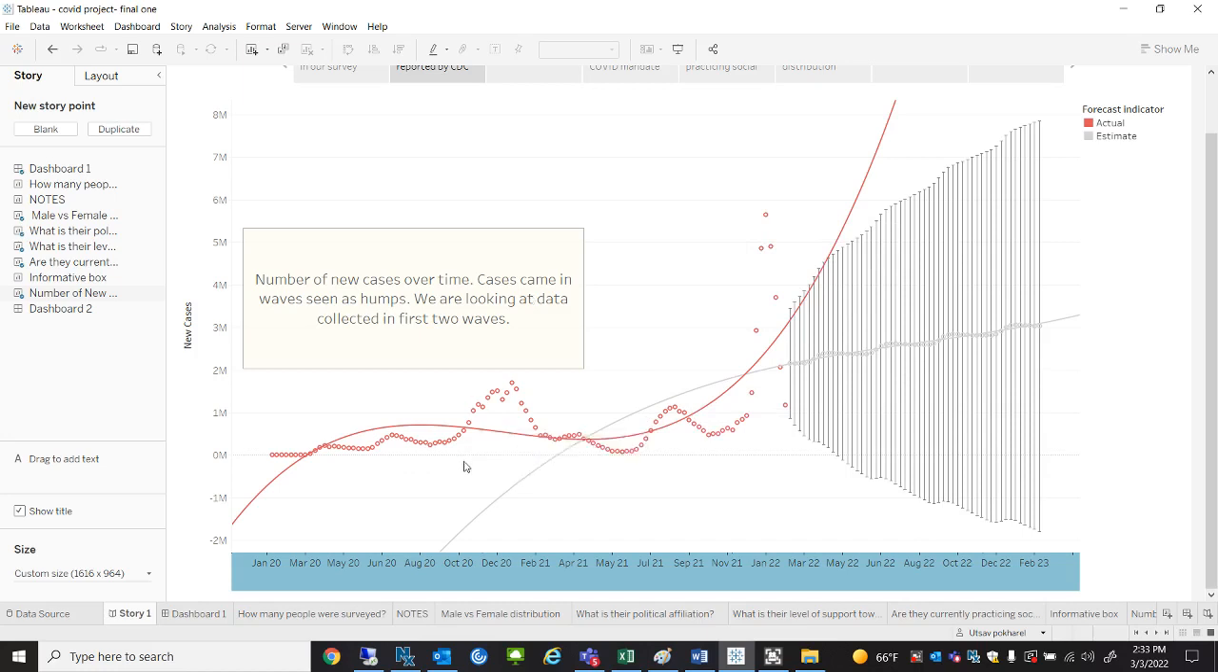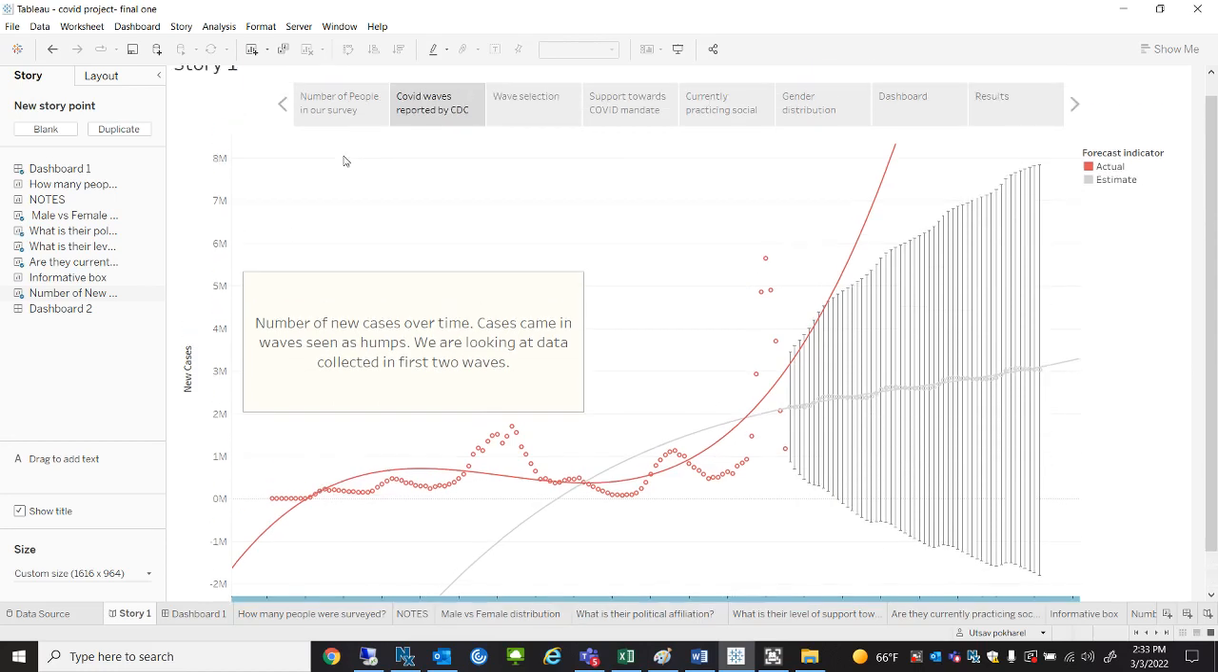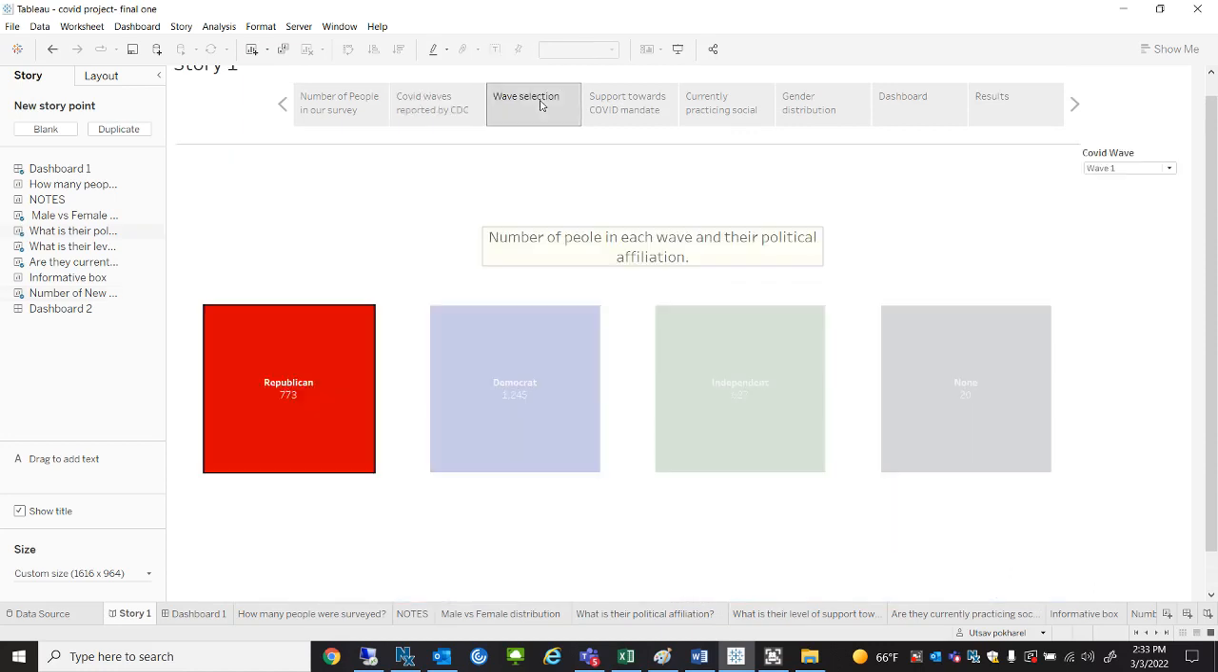So this is the overall picture of COVID, and I wanted to see a trend line and what we might expect. Tableau generated a parabolic formula, which shows we may be going high, and I even did a forecast, and this is what it looks like. And the wave selection is next.